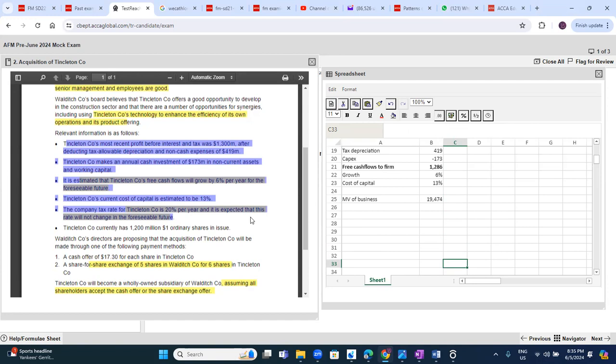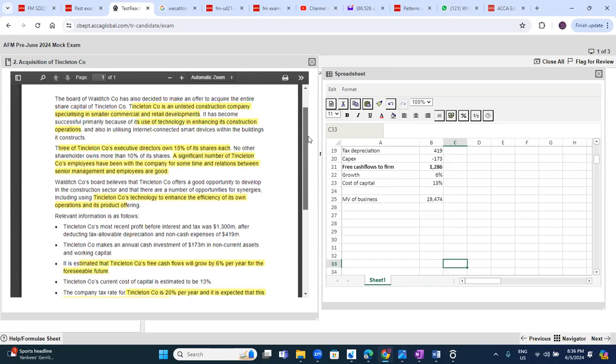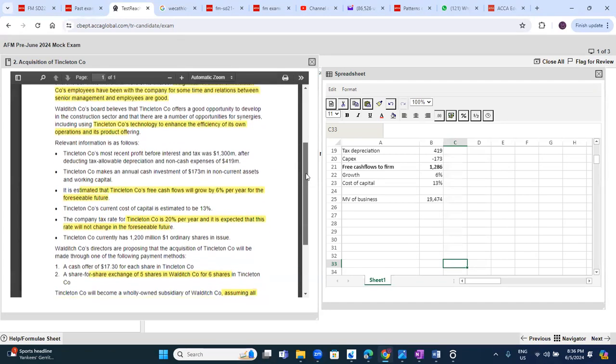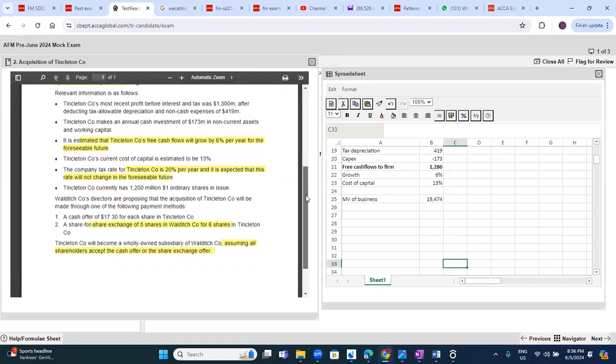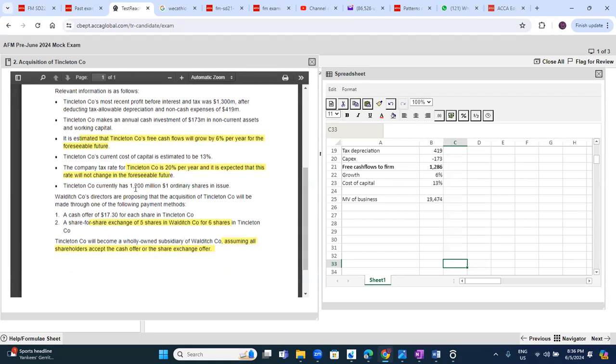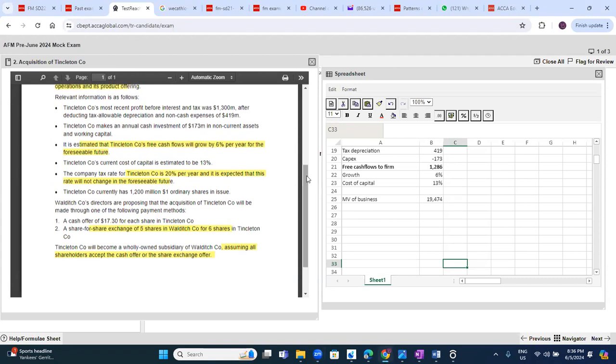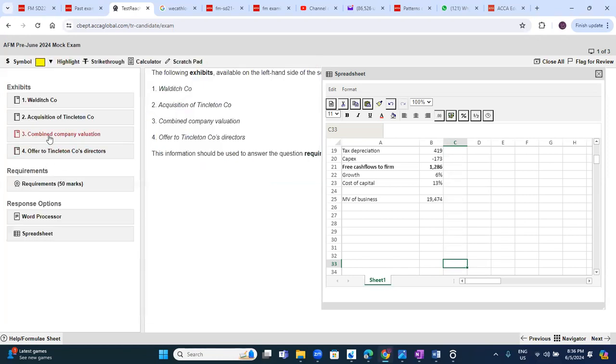We need to calculate the market value of equity. So let's identify what is the debt value of this company. Is there any information given? 1200 million number of shares is given. Let's explore where is debt. Where is debt? Point 1, no debt. Point 2, no debt. Point 3, no debt. No debt. Debt should be given. Okay, nothing is given here. Let's read the other points.